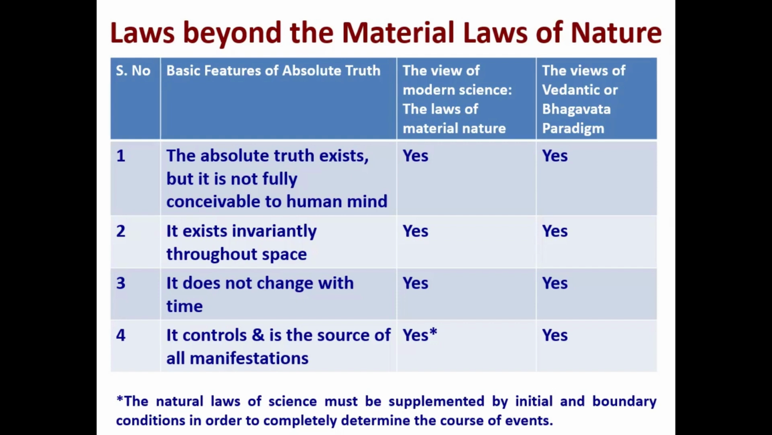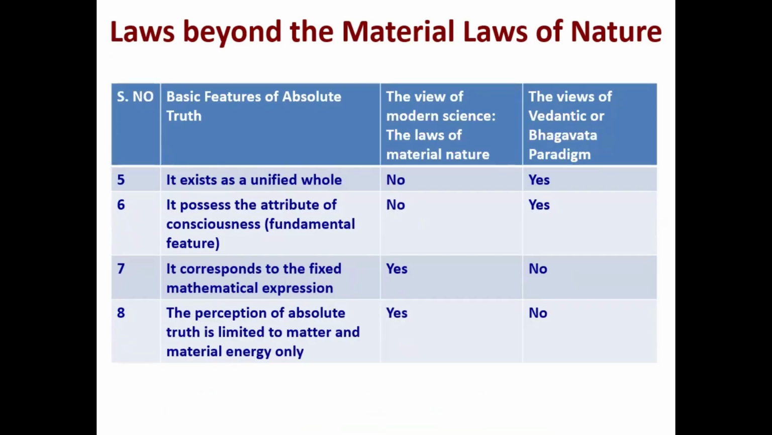And it exists invariably throughout space. Both schools accept this. It doesn't change with time. This is also accepted by both schools. And it controls and is the source of all manifestations. The Vedantic paradigm accepts this, and modern science also accepts this to some extent. Then another feature of this absolute truth is that it exists as a unified whole. Modern science doesn't accept this, and the Vedantic paradigm accepts this.